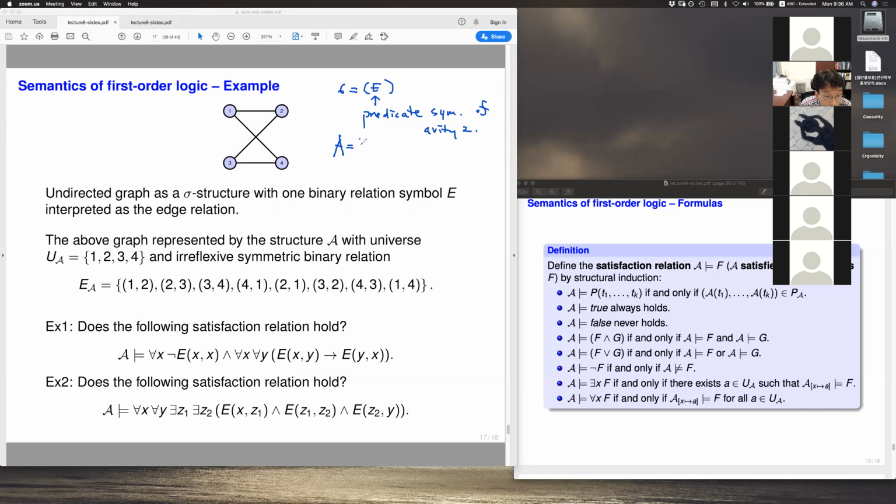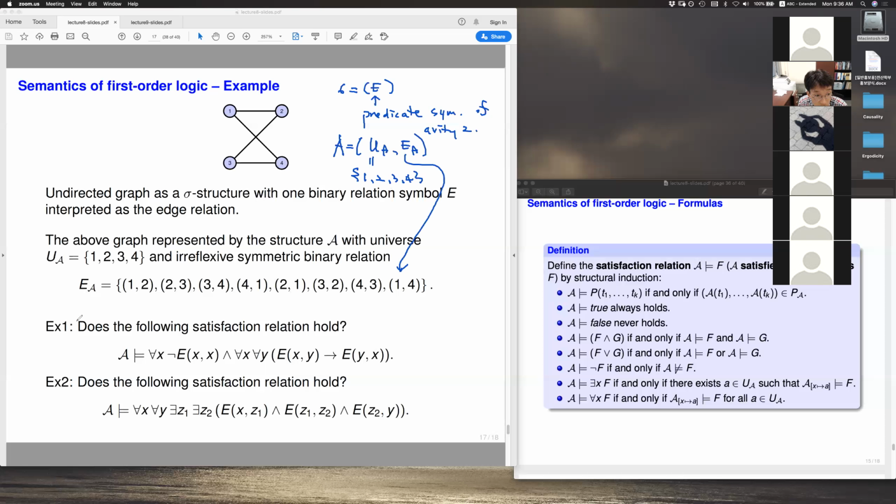So its underlying universe is U of A, and then the interpretation of the meaning of this symbol E. Under this, our underlying universe has 4 elements: 1, 2, 3, 4. They correspond to the vertices or nodes of this graph. And then E of A is given here. Actually, I wrote both of them. So it defines the binary, irreflexive, symmetric binary relation defined by this graph. So it's really the representation of the graph as a structure.